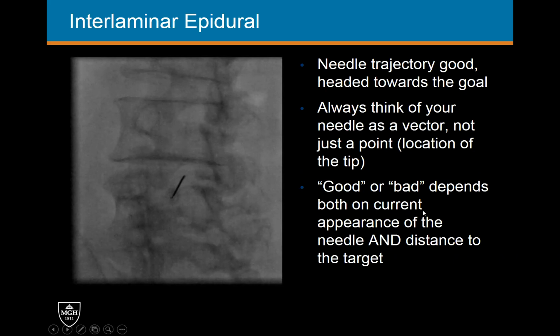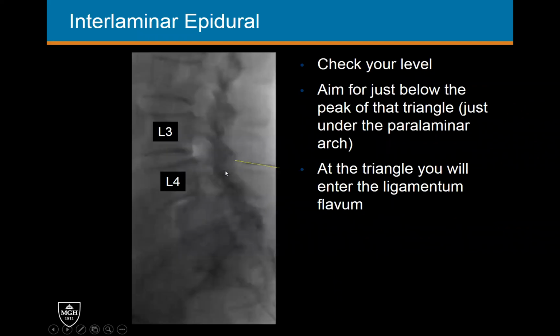So good or bad needle positioning depends both on the current appearance of the needle and the distance to the target. If I needed to be here at the target, within a few millimeters, this would not be good. But if I'm still in the subcutaneous soft tissues far away, this is actually a really good trajectory right now. So that's my goal there to target. All right, so now when I flip to the lateral view, this is at the L3, we're targeting the L3-4 level here.